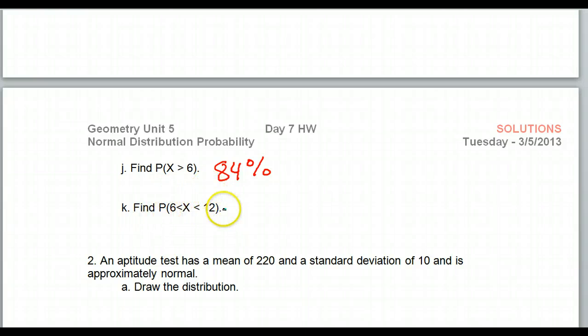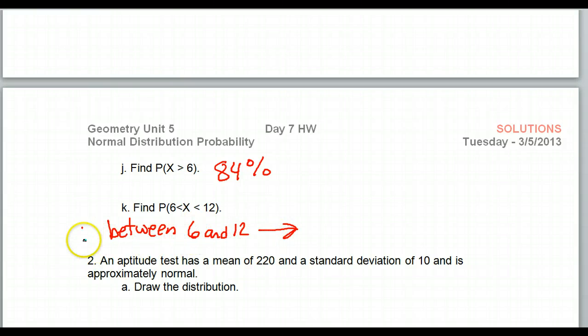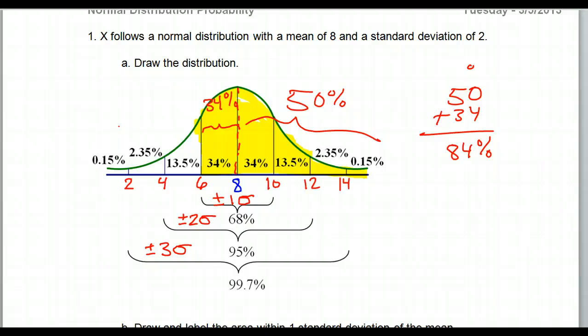Now, when you have a little number sandwich over here, the probability of picking a value, and see I have 6 is less than x, which is less than 12, I want you to think one word, between. This is suggesting that we're picking a value between 6 and 12. That's what this really means. So this is asking what's the probability of picking a value between 6 and 12. So let's get it going.